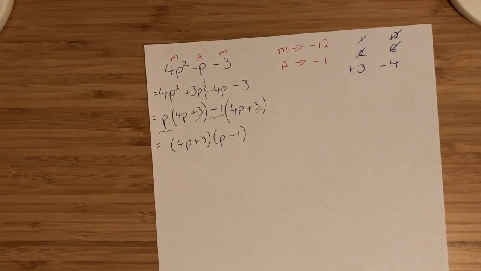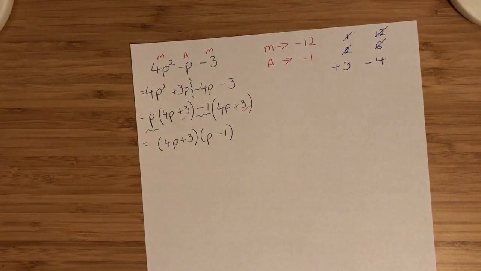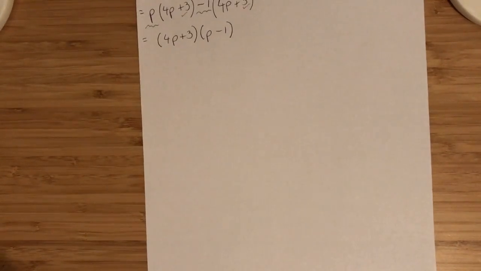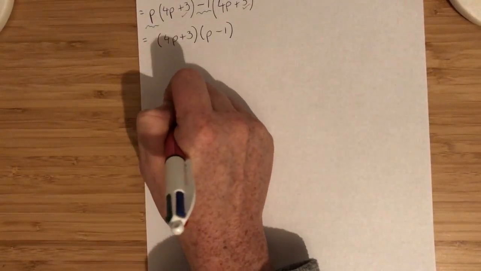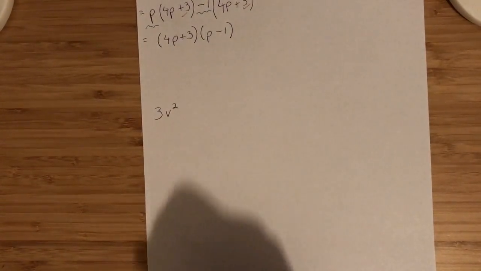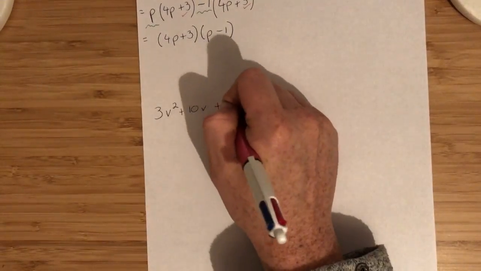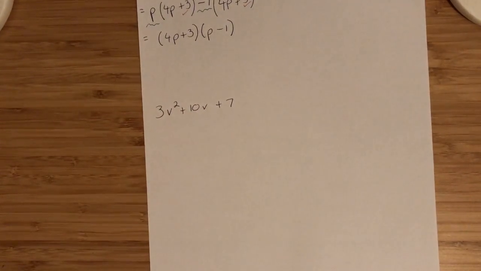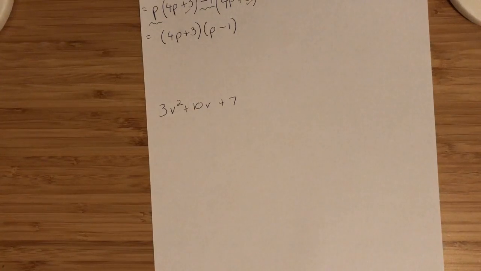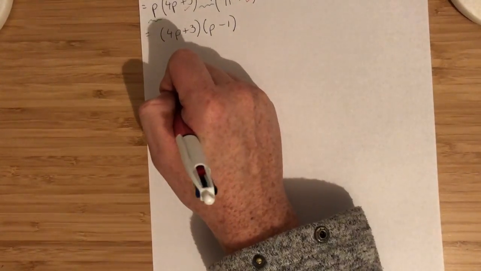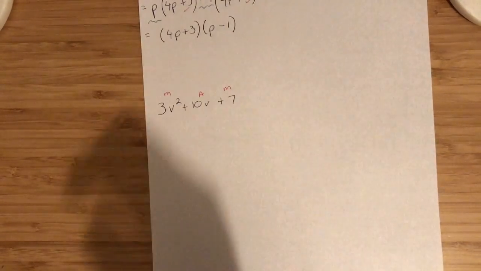All right, since this is quite a tricky process, I think it's just tricky to remember, but once you've got it, it will actually be quite straightforward. So let's have a look at one more example. This time we're going to have 3v squared plus 10v plus 7. Okay, is there a highest common factor? No, there's not. It's not a difference of 2 squares, and it is a trinomial with a number in front of the v squared. So we put m, a, m to help us.